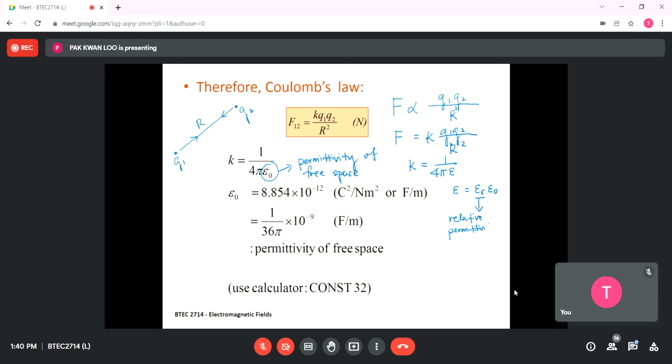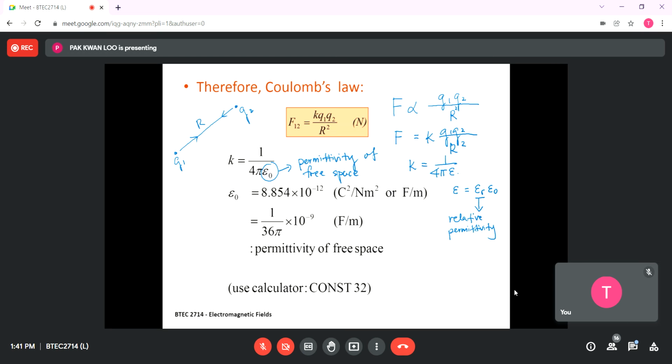So it is actually referring to the scale, because for different medium, we were able to obtain the relative permittivity of the medium.